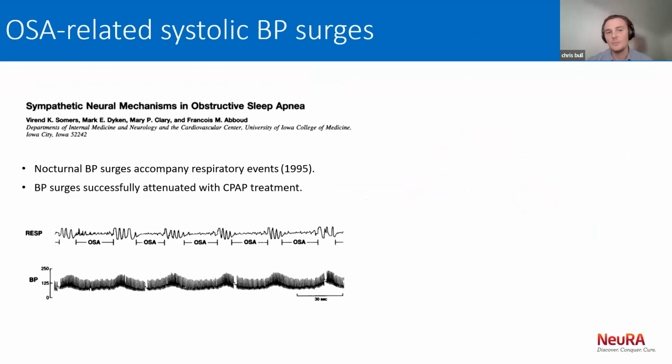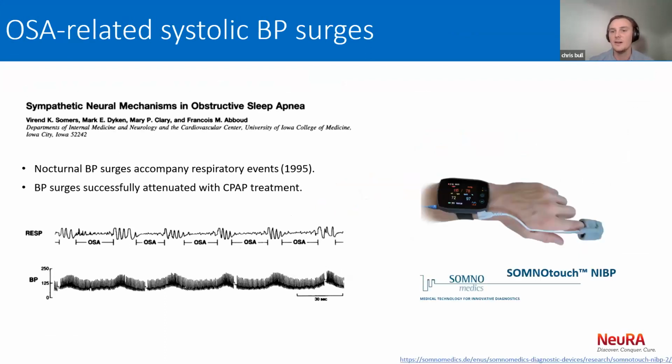Something that we do know that happens is when we have these respiratory events, we have a corresponding rise. So this is a paper from way back in 1995. They were monitoring blood pressure with an arterial catheter. This is quite an invasive procedure, and thankfully, we don't have to do anything like that anymore. So we now have cuffless instantaneous blood pressure monitoring. So in this particular study, we used a Somnotouch for overnight instantaneous blood pressure.